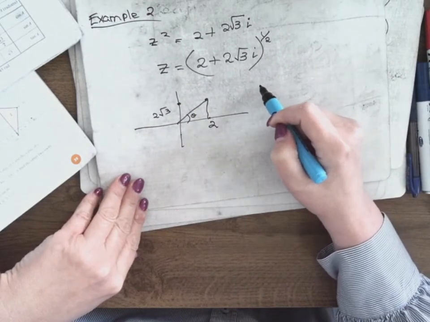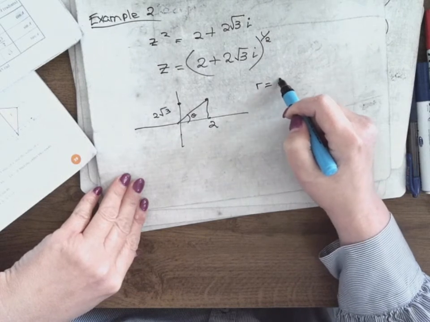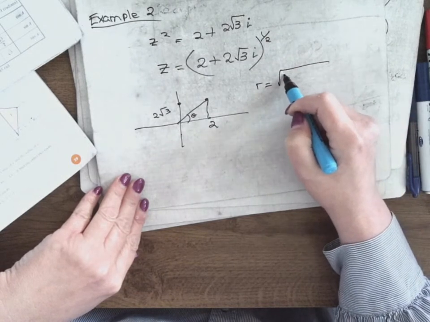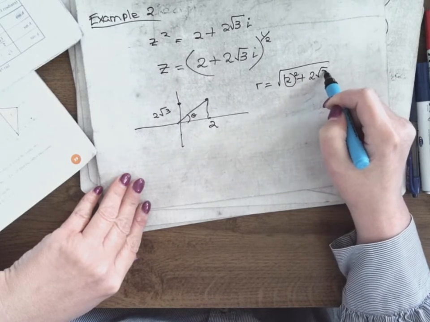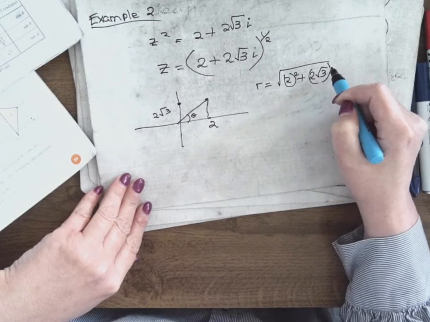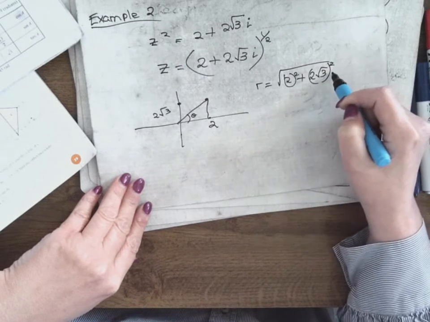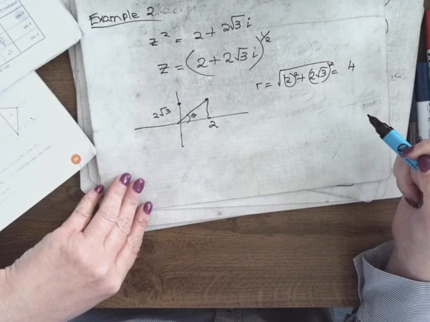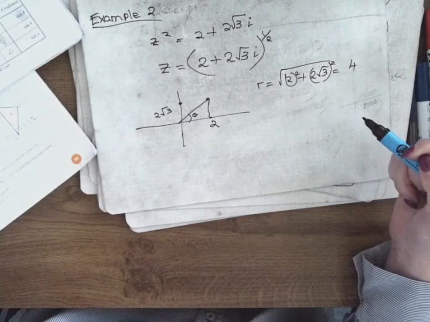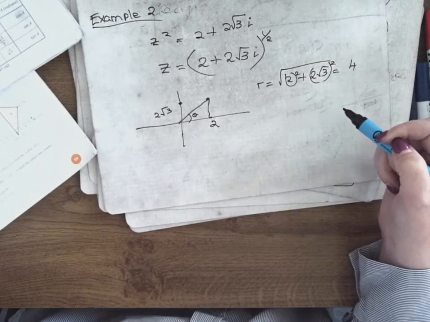So the modulus r is equal to the square root of 2 squared plus 2 root 3 squared, which I think works out to be 4. 2 squared is 4, add 4 times 3 is 12. Square root of 16 works out to be 4. Is that right? Calculator job.